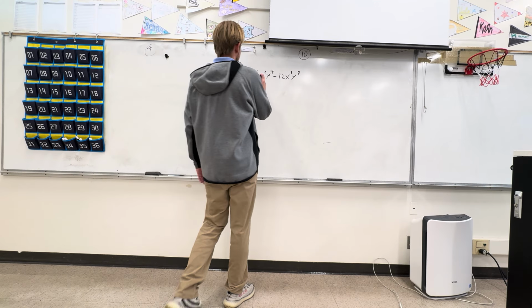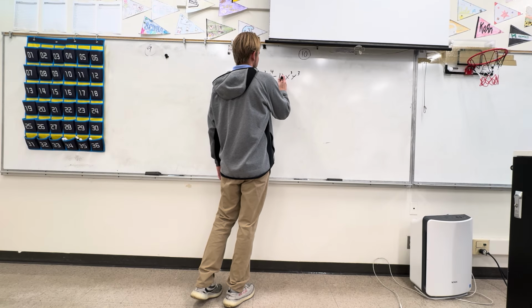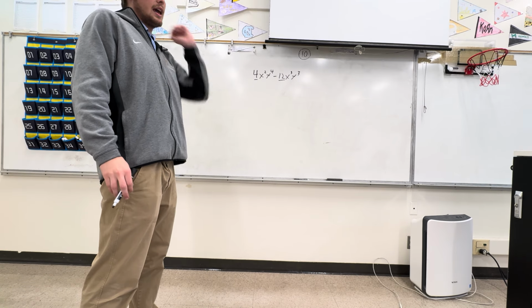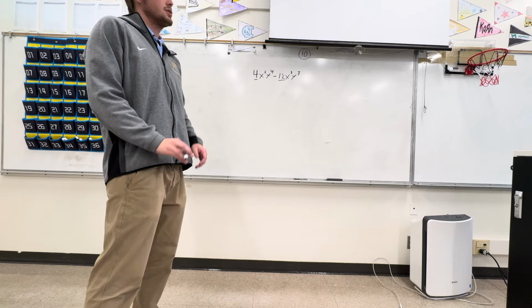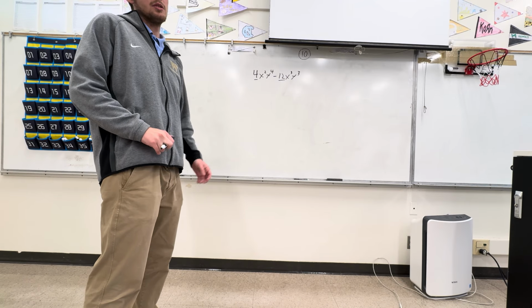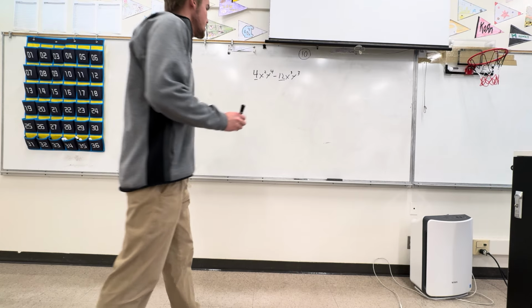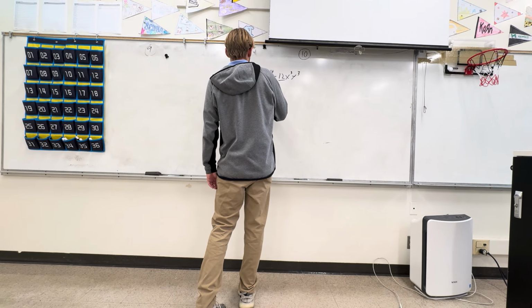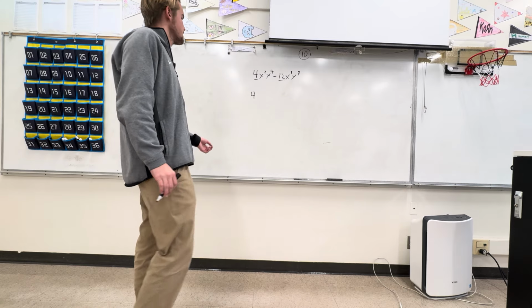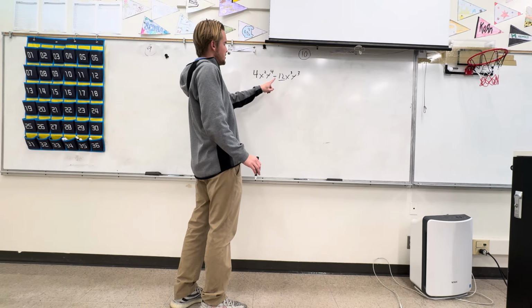We start with the numbers, 4 and negative 12. And we're thinking to ourselves, what's the greatest common factor of 4 and 12? What number goes into both 4 and 12? And you should say, oh, the number 4. That's 4 times 1 is 4, 4 times 3 is 12. So that's the greatest common factor for those two numbers.